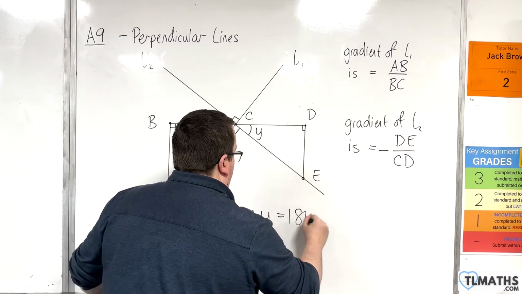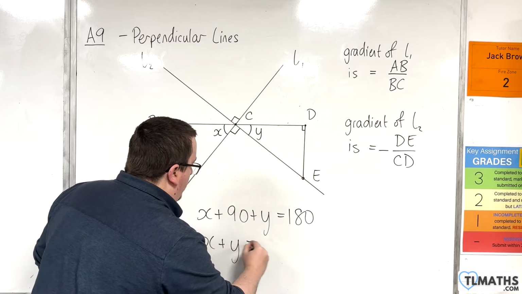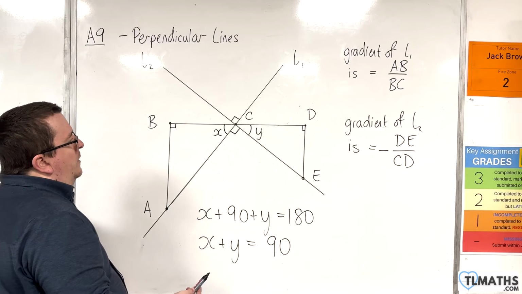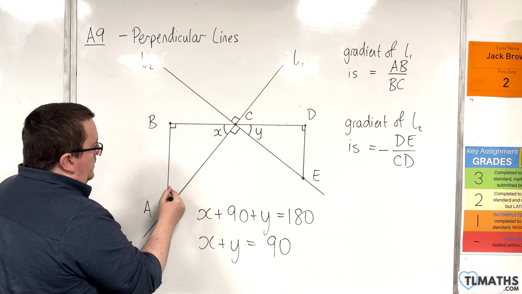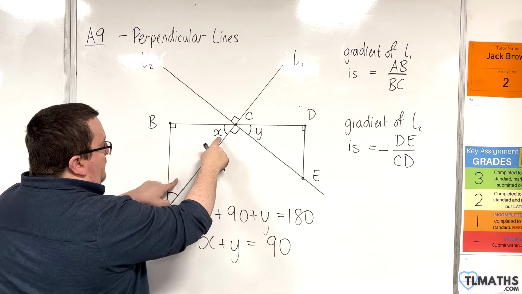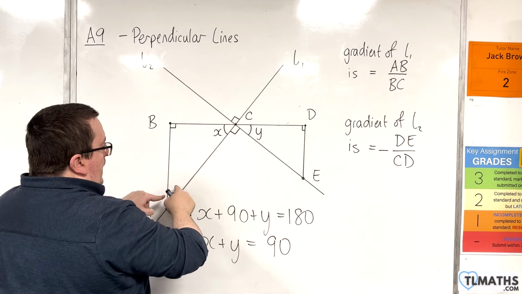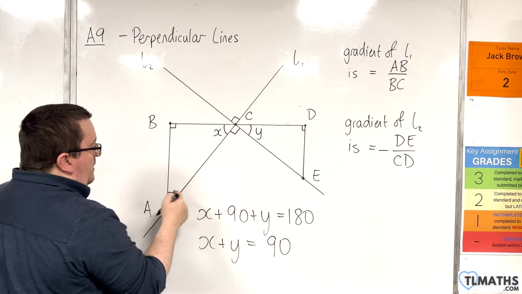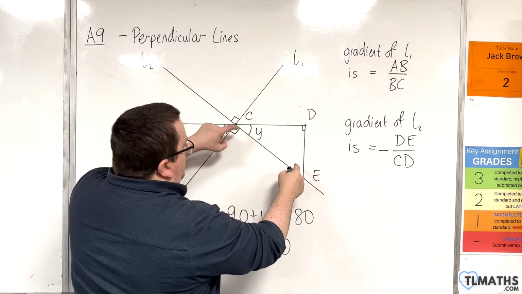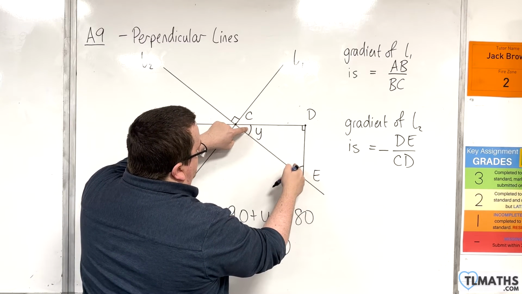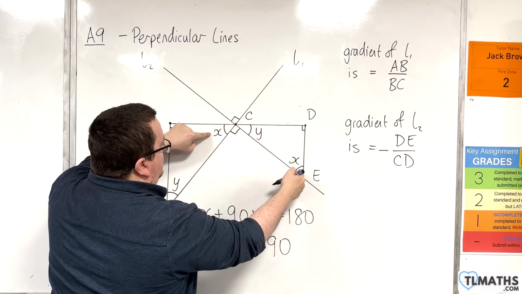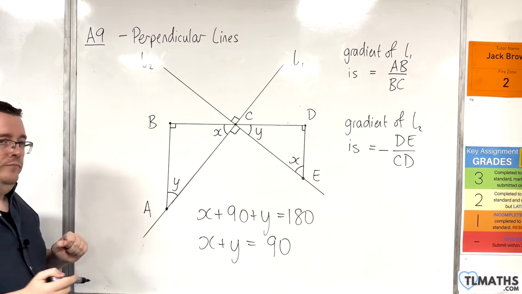to 180, I know that x plus y, if I subtract 90 from both sides, must be equal to 90. Now this angle here, because we've got 90 there already, these two have to add up to 90 as well. And if these two add up to 90, then this angle must be the same as y. And likewise, these two angles must add up to 90, and so this angle must be x. Okay, so those two angles are the same, and those two angles are the same.